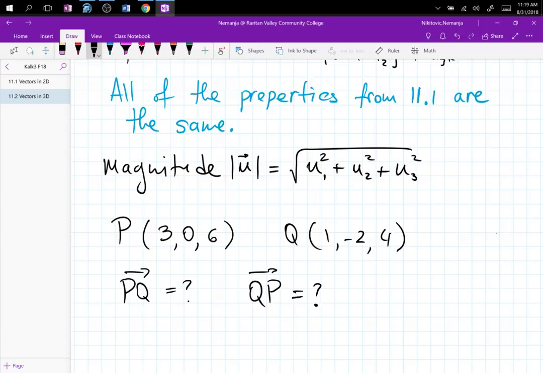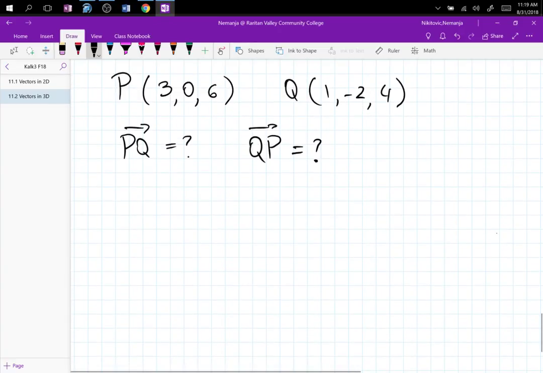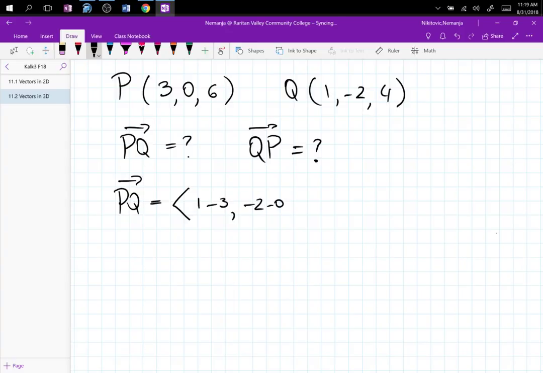Okay, so to find a vector, it's terminal minus initial. So for PQ, we have terminal, which is 1, minus 3. Terminal, negative 2, minus 0. Terminal, 4, minus 6. For a total of negative 2, negative 2, negative 2.